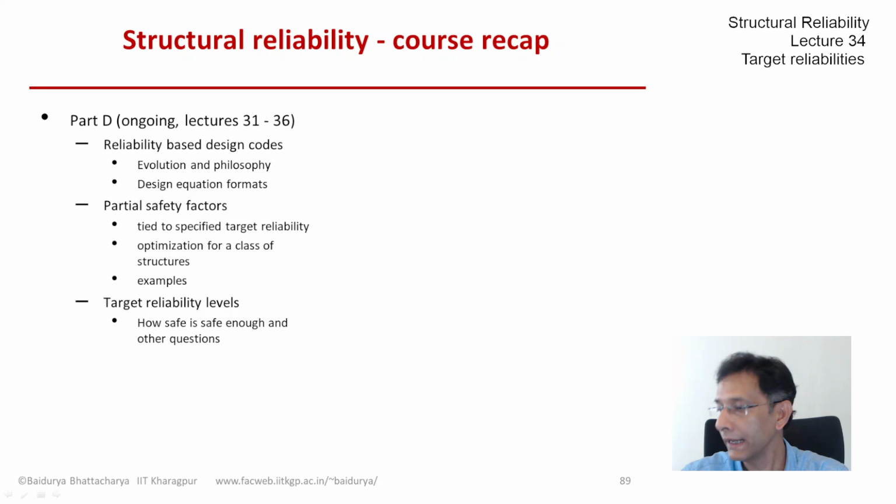What we are going to start today is target reliability levels, how to set them, and obviously a very important question is how safe is safe enough when we are talking about life safety type limit states. And then we will end this week with a few more concepts that have come up during our discussion, those of robustness and that of resilience. So that is the plan for this week. So let us start.